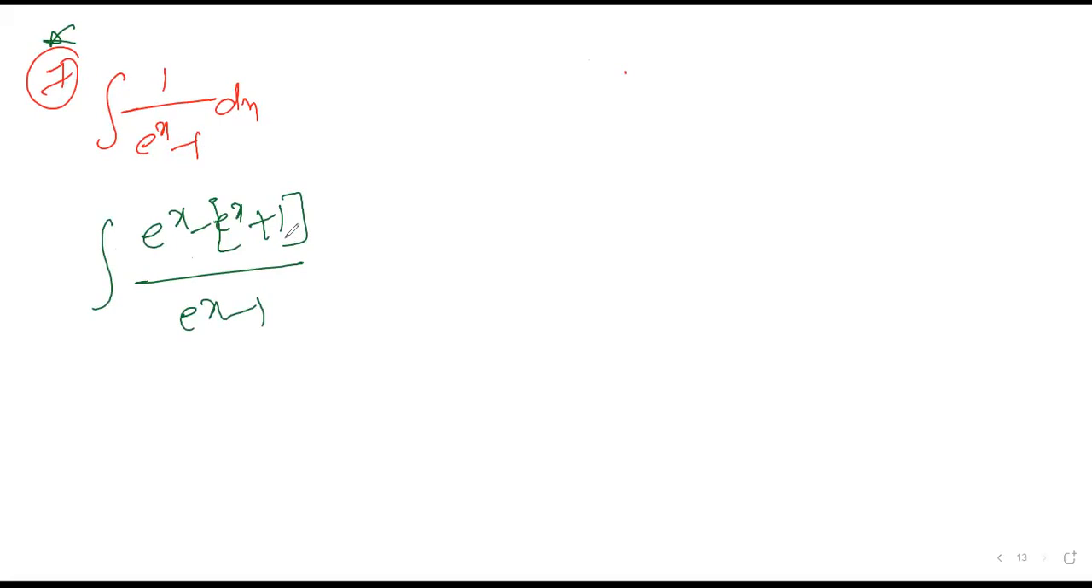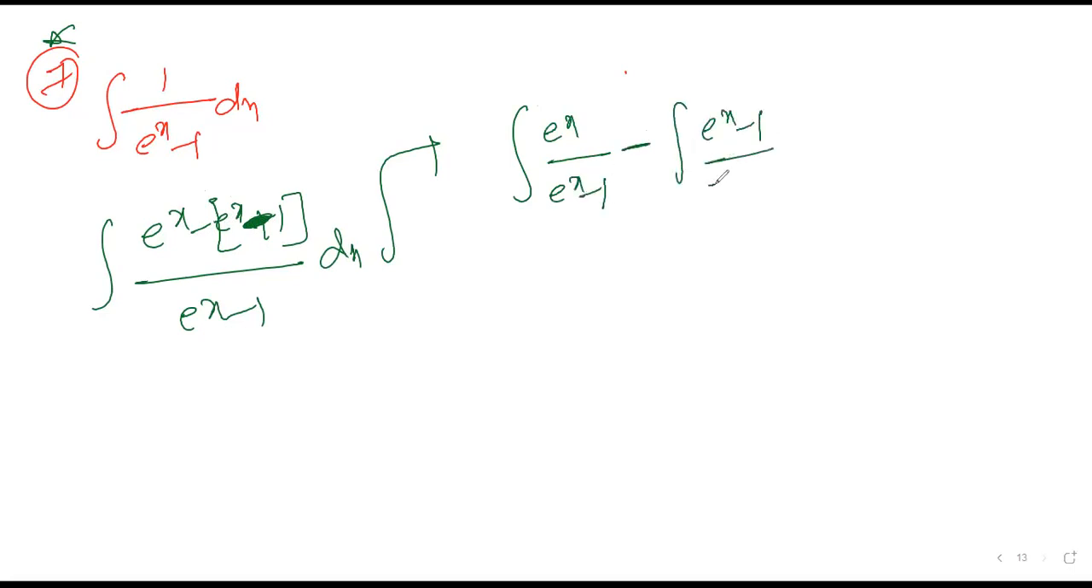Clear, or any doubt? So we will get minus on both sides. Minus into minus gives plus. Okay. Plus 1, you write e power x minus e power x plus 1 dx. Yes, sir. So in this expansion, what are you going to get? e power x by e power x minus 1, minus e power x minus 1 by e power x minus 1, dx.